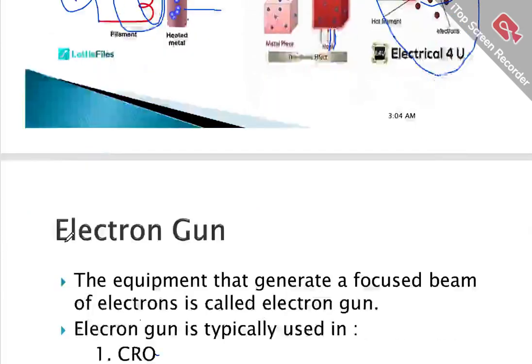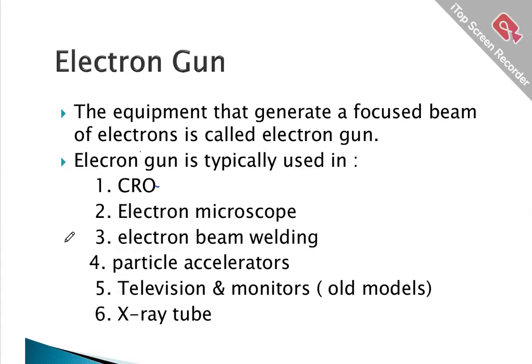Now move towards question number 2, which was about the electron gun. What is electron gun? Electron gun is basically a device or equipment that produces a beam of electrons. Electron gun is typically used in different electronic devices, just like CRO. CRO is a device which is used to measure voltages, current, heartbeat in hospitals and other waveforms.